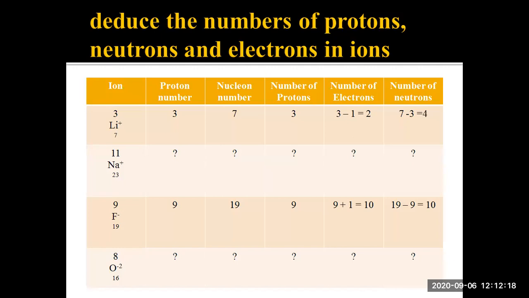You see the two ions Li plus and F minus. I've done it for you. In case of lithium, you got two electrons because the proton number is 3. You subtract 1 from 3, you will get 2. In case of F minus, you will add 1 because it's carrying minus charge. So the number of electrons becomes 10. Now calculate the number of protons, number of electrons and number of neutrons for Na plus and O minus 2.